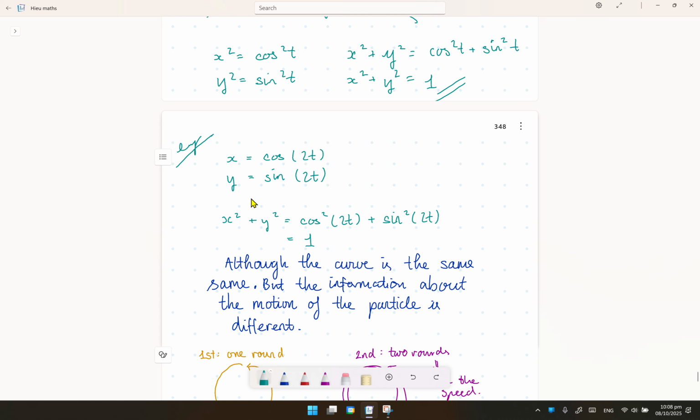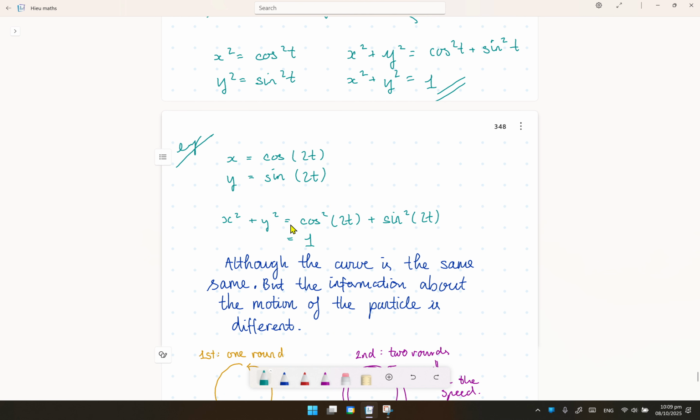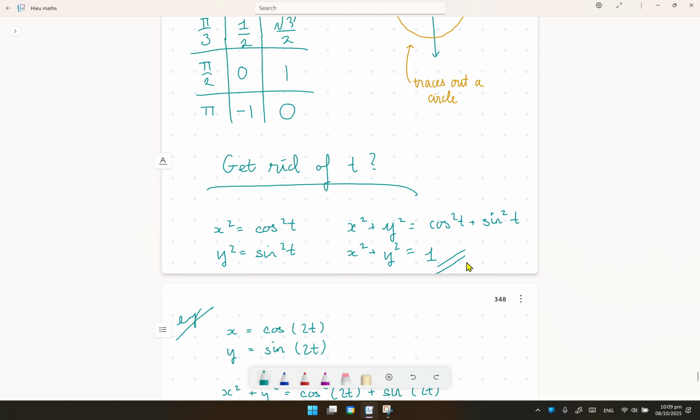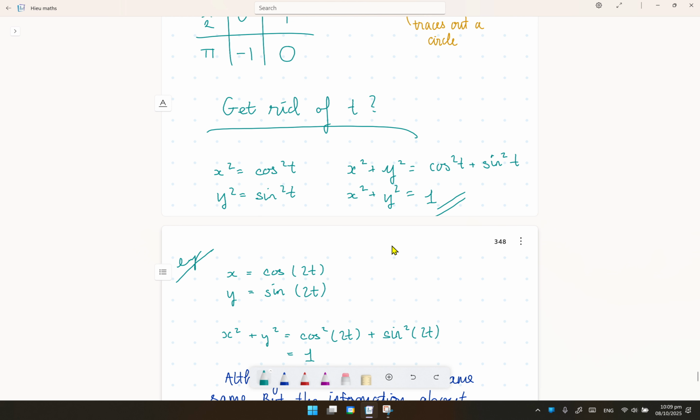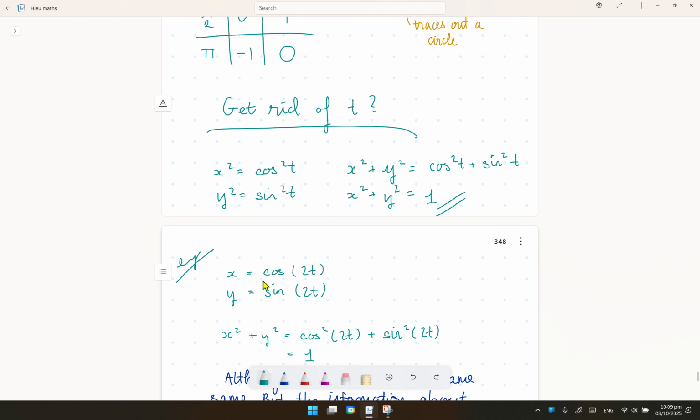So then let's say we had another example. Let's say we had x equals cos 2t and y equals sine 2t. Well, you can still use the same algebraic method and you'll still get x squared plus y squared equals cos squared 2t plus sine squared 2t, which is equal to 1. The same thing here: x squared plus y squared is equal to 1. But we are losing information.